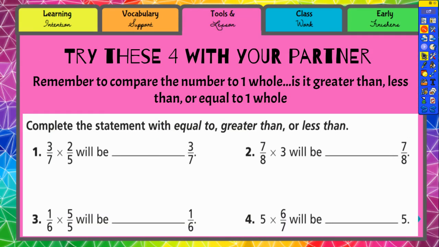All right, I would like you to try these 4 with your elbow partner, okay? So you have your notebook. I would like you to turn and talk with your elbow partner and complete the statements. There should be equal to, greater than, or less than in each blank. So please pause the video, find your partner, compare these statements using greater than, less than, or equal to.